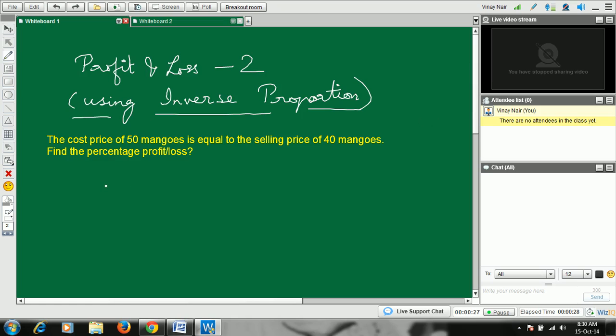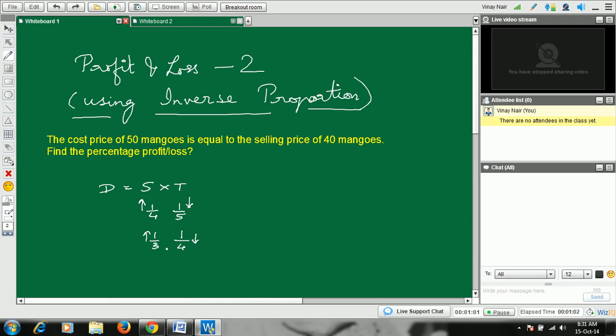There we had taken the example in inverse proportion as distance equals speed into time. So when the distance is constant and speed is increasing by 1/4, or speed is increasing by 25%, then the time will reduce by 1/5, that is 20%. So if the speed is increasing by 1/3, then the time will reduce by 1/4. So this is what we had seen in inverse proportion.